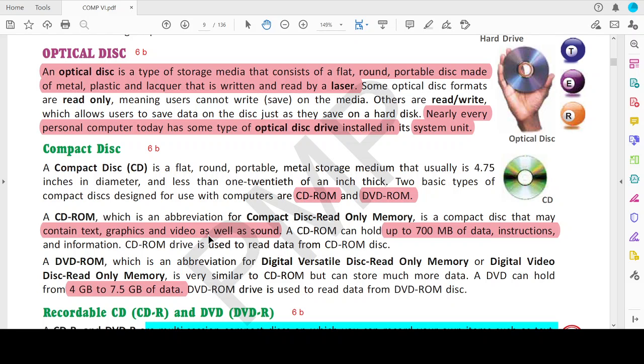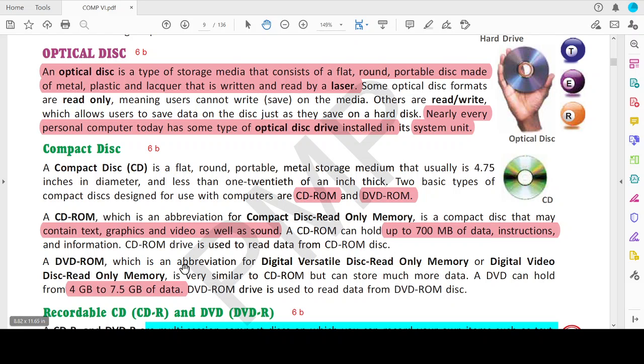A CD-ROM can hold up to 700 MB of data, instructions and information. Data can be in the form of data, it can be some instruction or information. A CD-ROM drive is used to read data from a CD-ROM disk.